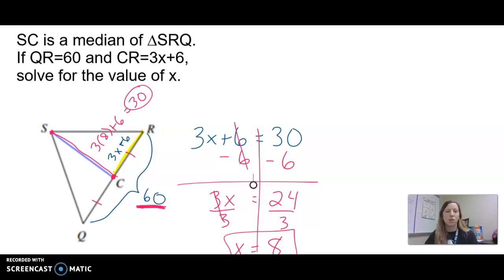Okay, so that's how we would find x. The only thing you really need to know about medians is that it does start at a midpoint, meaning those two segments QC and CR are congruent as they are marked on the picture.